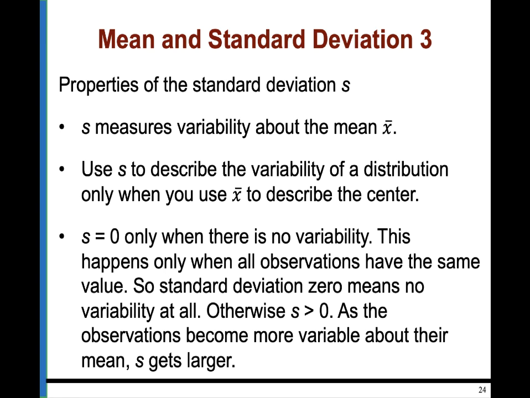The only time your standard deviation is 0 is when there's absolutely no variability. Every single observation is exactly the same number. Otherwise, the standard deviation will be greater than 0. You'll never have a negative standard deviation. It always will be a value, either 0 if there's no variation, or some number greater than 0. As you have larger variations from the mean, your standard deviation is going to get larger.